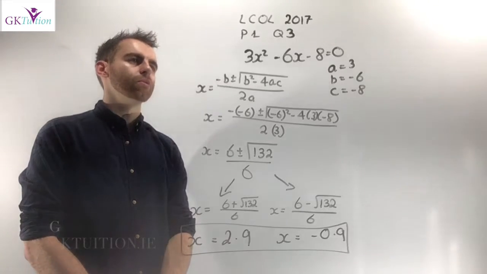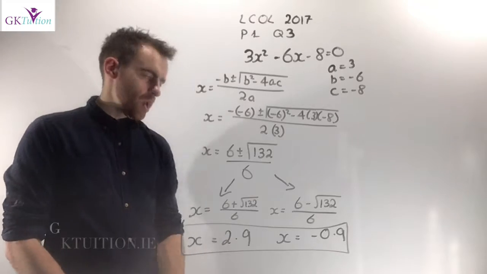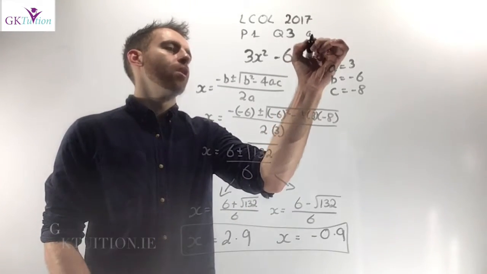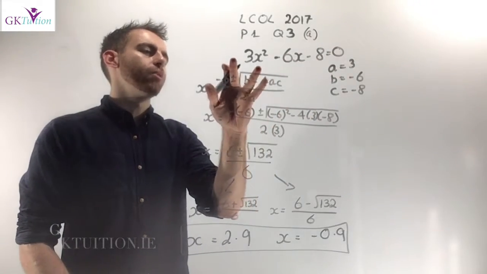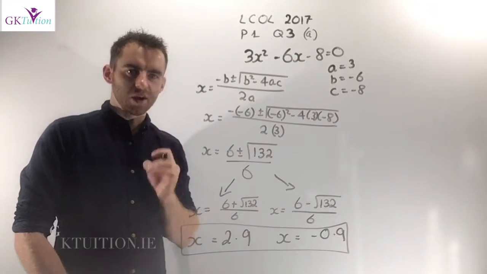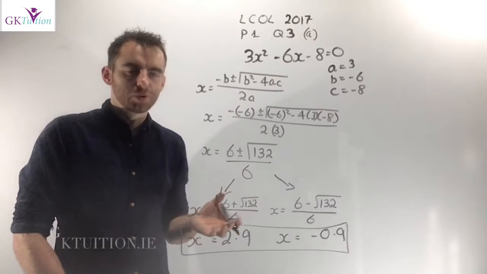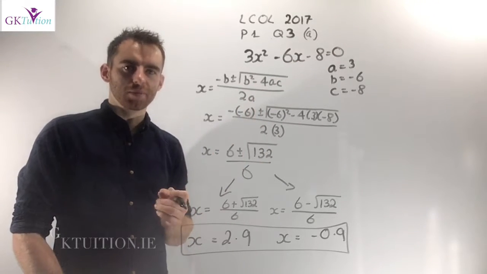Now the question I've chosen to go through here is 2017 paper 1 question 3. In the first part of this question we're given the quadratic equation 3x squared minus 6x minus 8 equals 0. We're asked to solve the quadratic, or find the values for which it's equal to 0, and leave your answer to one decimal place.